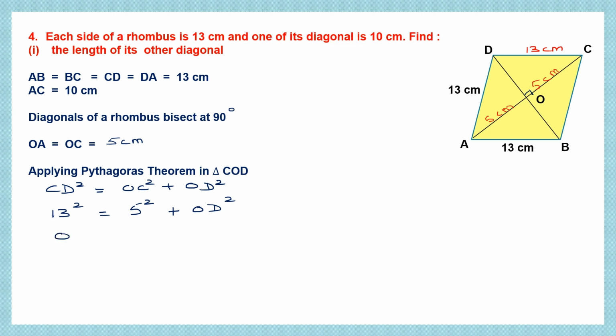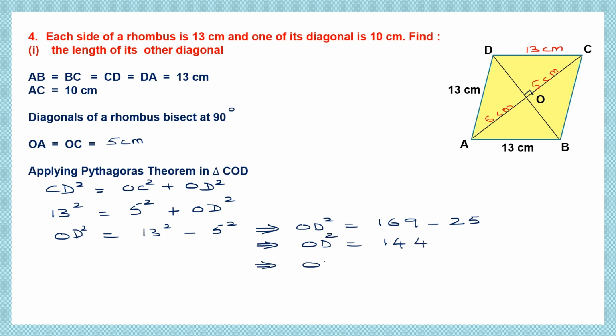So here to find OD square, we're going to say 13 square minus 5 square. So what does this mean? This means that OD square is equal to 169, which is 13 square, minus 5 square, which is 25. And OD square is equal to 144. Now we can find the value of simply OD by finding the square root of 144. And the square root of 144 is 12. So we have found the length of OD.